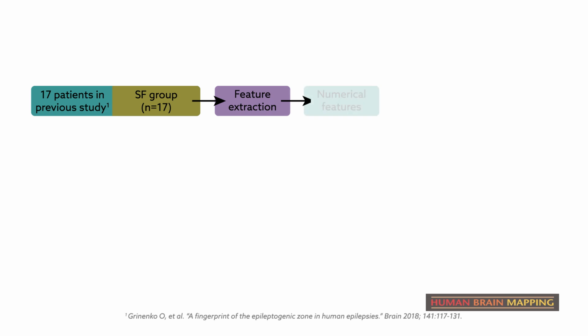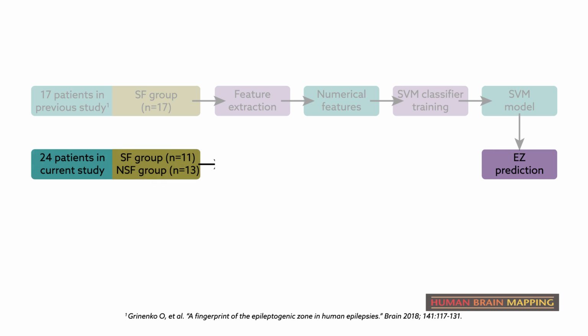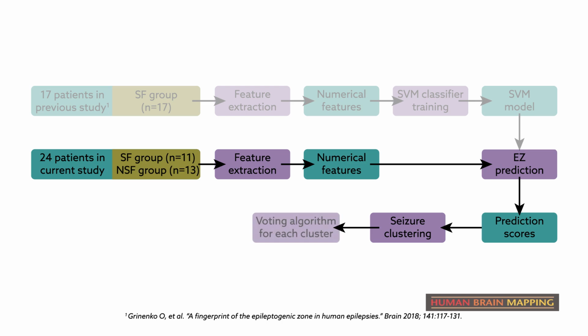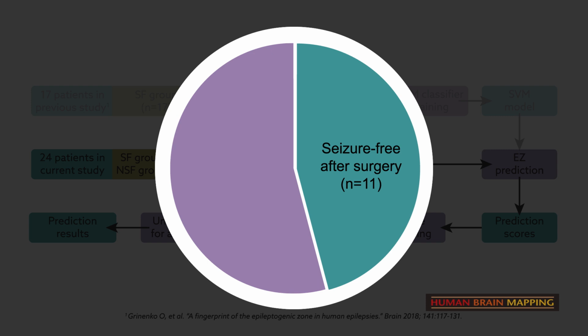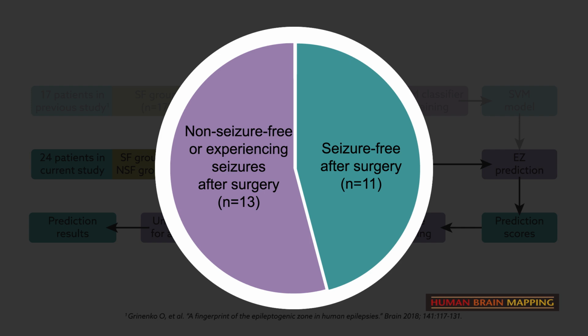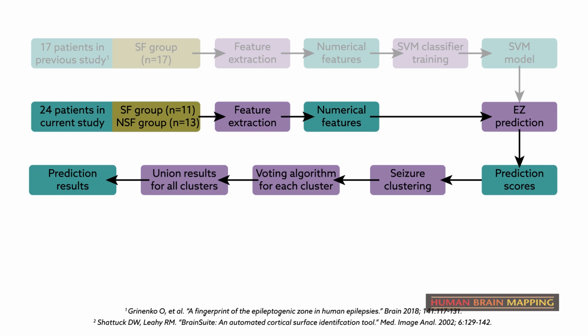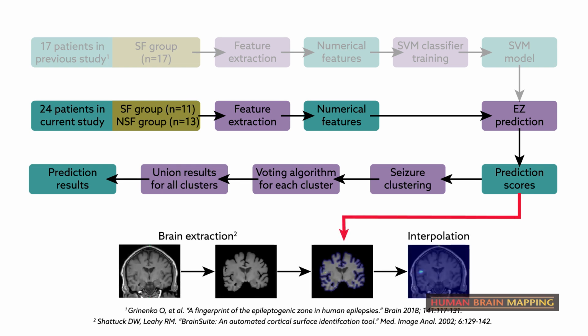First, the authors trained a machine learning program to predict how likely a certain brain area would be part of the EZ, using SEEG data from their previous study. Then, this model was applied to the SEEG data of a new batch of 24 patients, where surgery had been performed and part of their brain was removed. Of the 24 patients, 11 had become seizure-free after surgery, and the remaining 13 were non-seizure-free or experiencing seizures after surgery. Finally, the results from the model, which predicted the likelihood that an area was within the EZ, were mapped into MRI scans of the patient's brains.